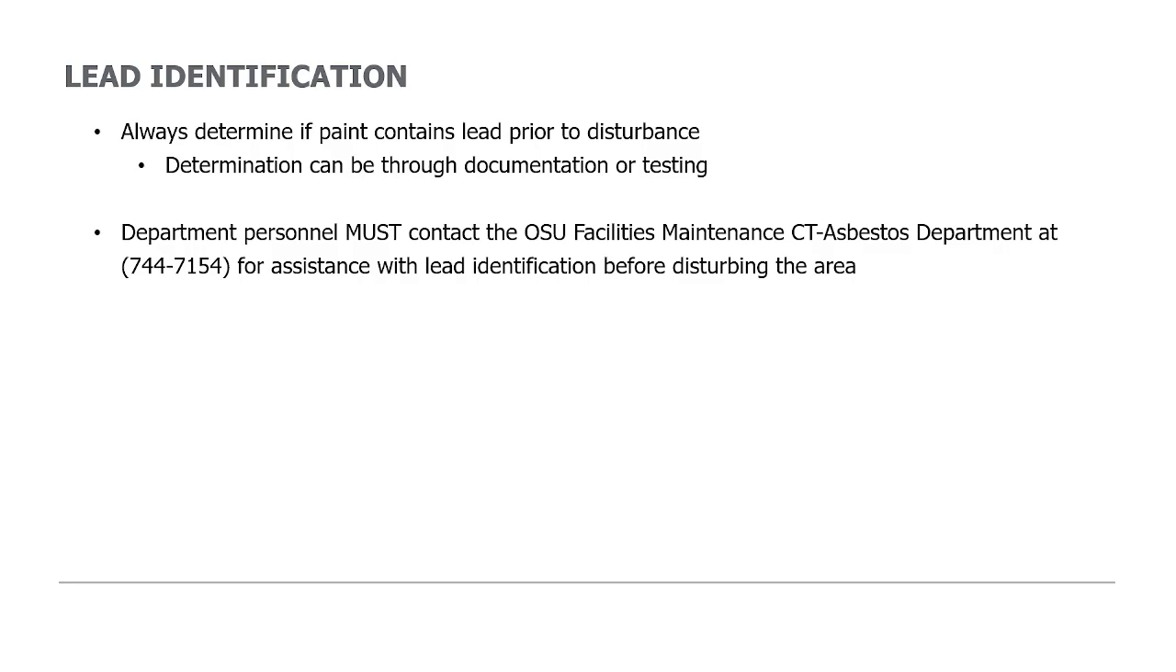Department personnel must contact the OSU Facilities Management Central Trades Asbestos Department, and there's their number, 744-7154, for assistance with lead identification before disturbing the area. That's who you want to go to here on campus if you've got a concern or just want to be safe. Make sure that you're not disturbing a surface that has lead in it. That group there can come out and test for you.